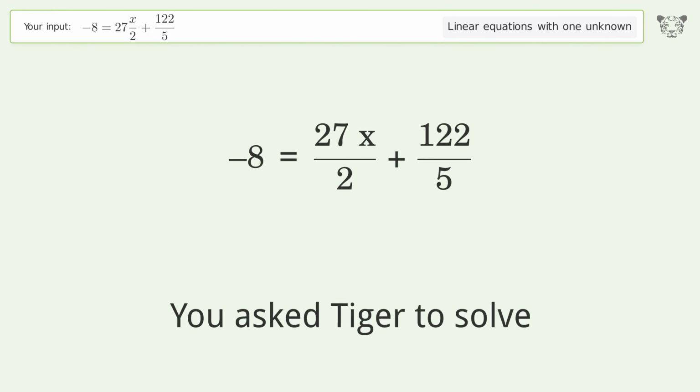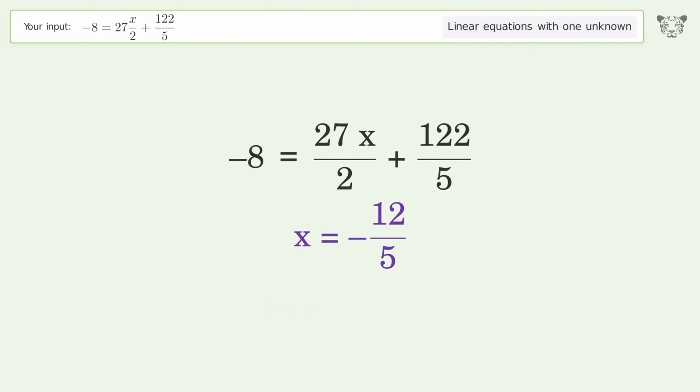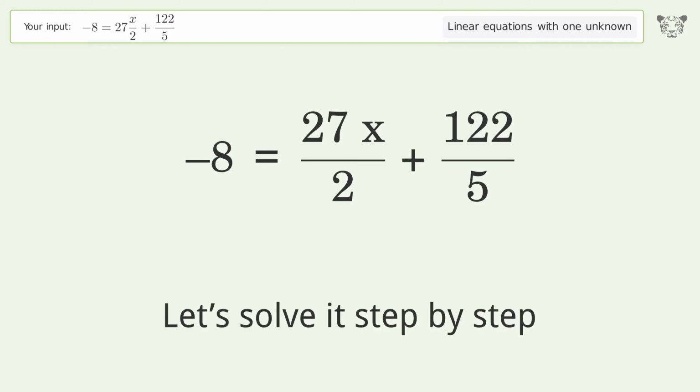You ask Tiger to solve. This deals with linear equations with one unknown. The final result is x equals -12/5. Let's solve it step by step.